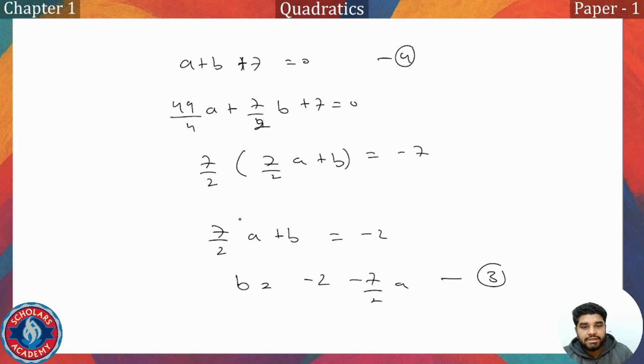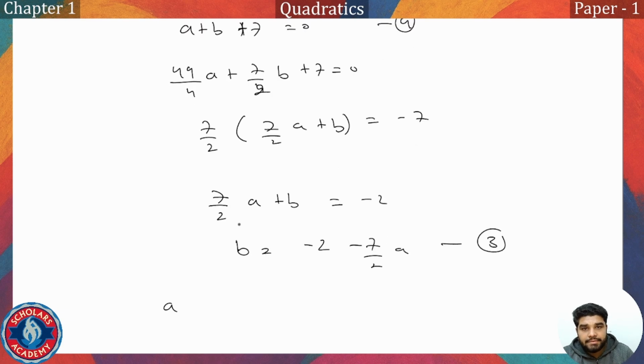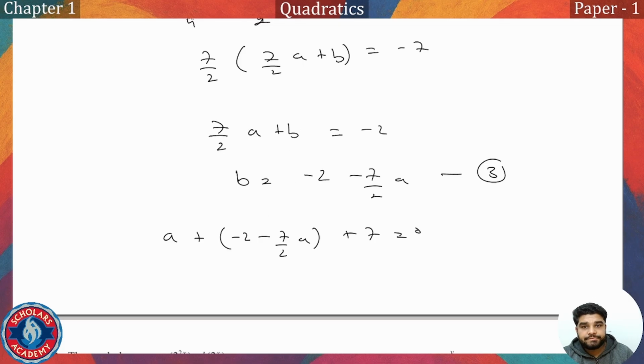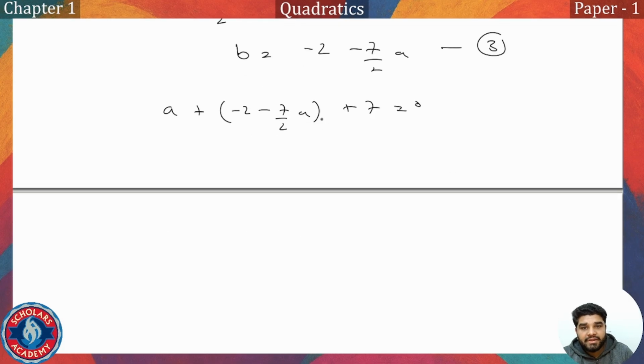So substituting this value, we get a plus minus 2 minus 7 by 2a plus 7 is equal to 0. So from this, what I get is a minus 7 over 2a plus 5 is equal to 0. This gives us minus 5 by 2a is equal to minus 5. So a is equal to 2.